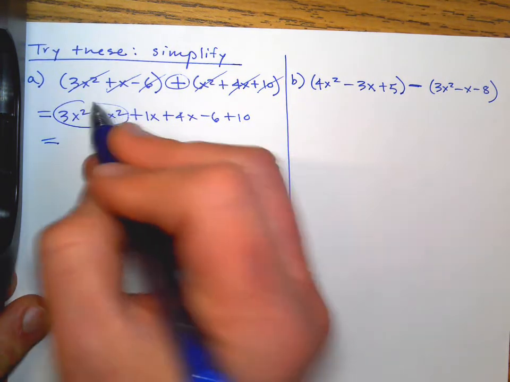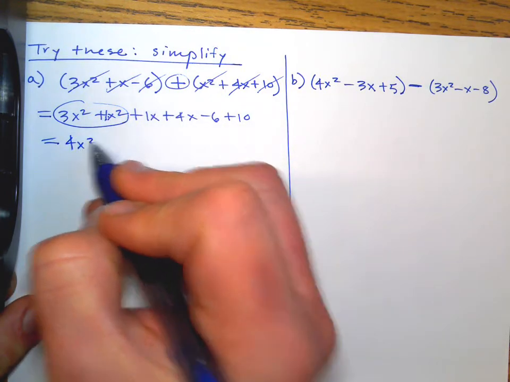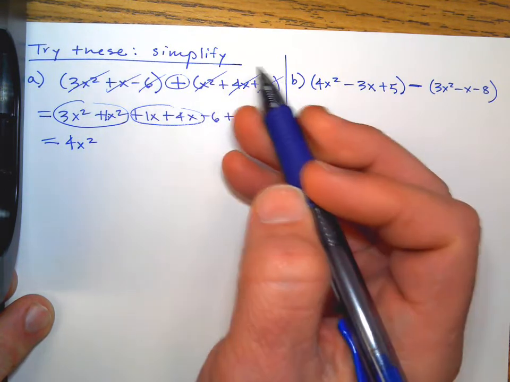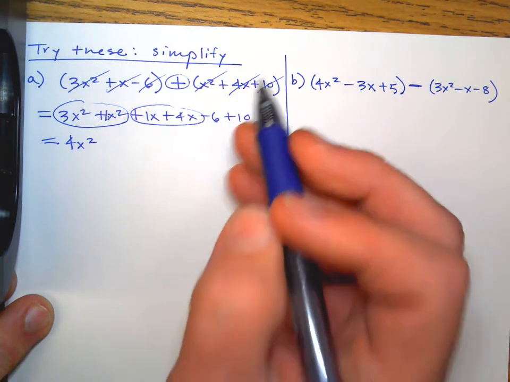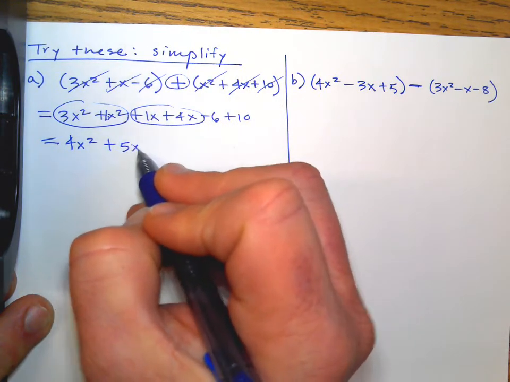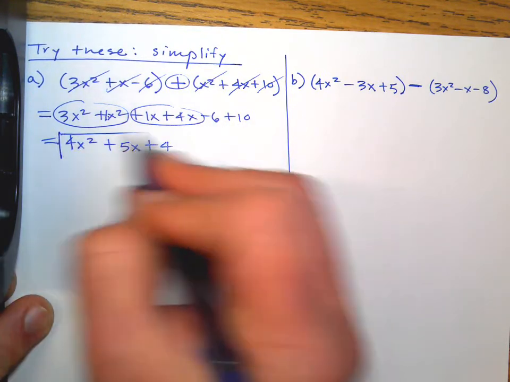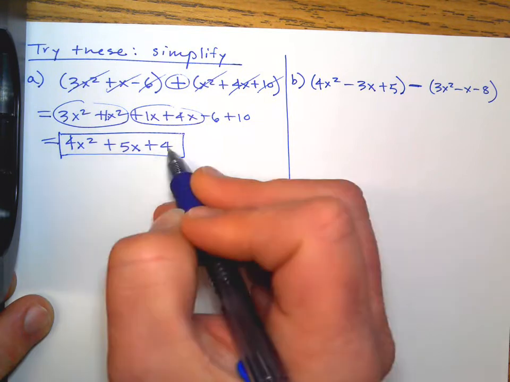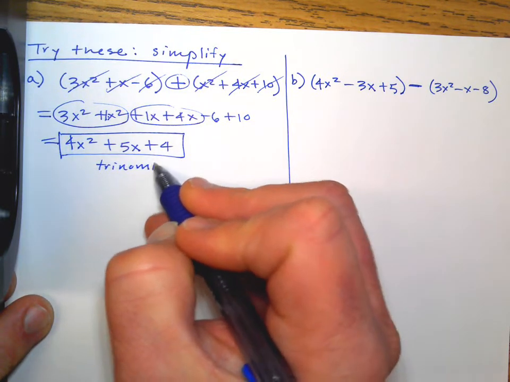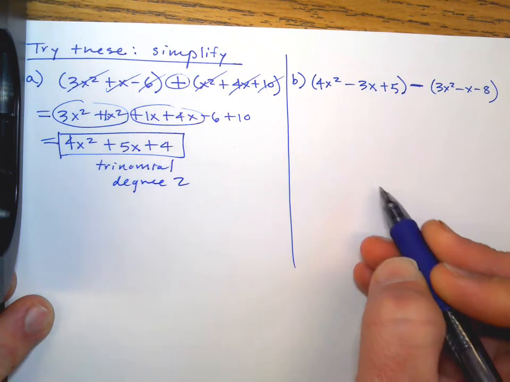Now, these guys are like terms, if that's like a 1 in front, right? So that's 4x squared. Do not add the exponents, right? We're counting how many x squareds. I got 3x squareds and 1x squared, so I got 4x squared. Still counting. This is going to be 5x, and negative 6 plus 10 is positive 4, so I'm going to write plus 4. So this is our answer, simplified in standard form. If they asked you, this is a trinomial because it has 3 terms. It's degree 2 because the highest power is 2.